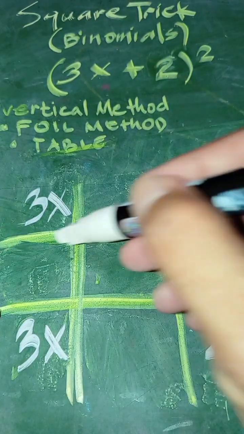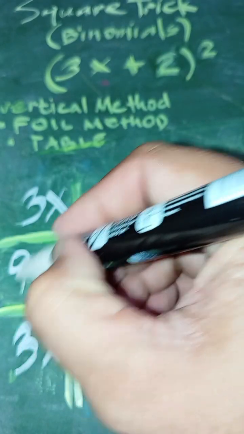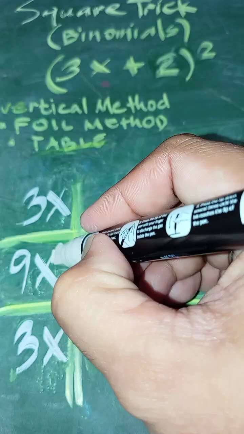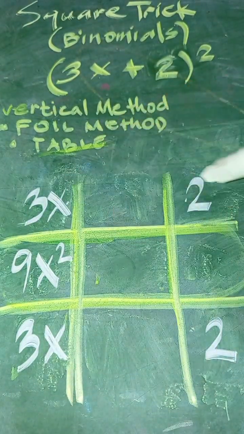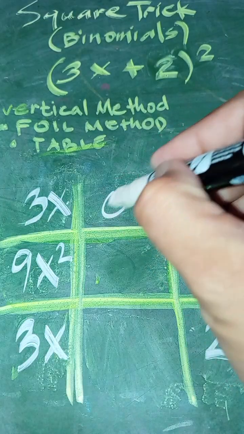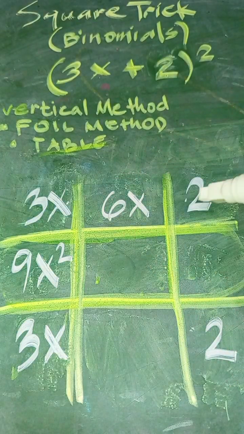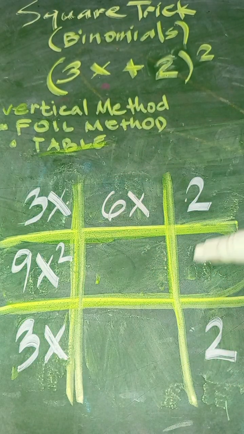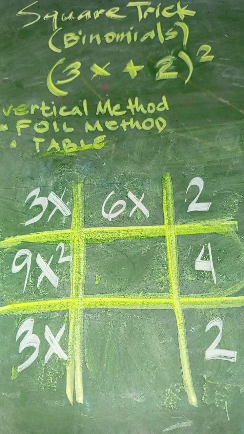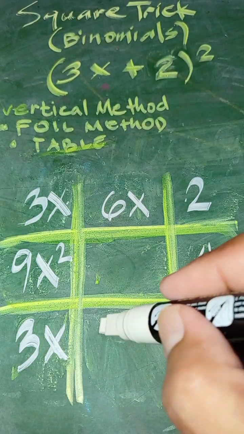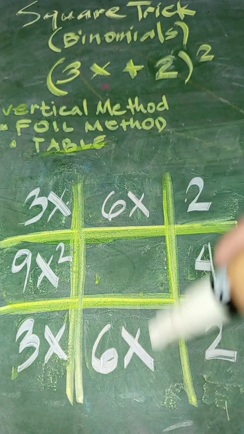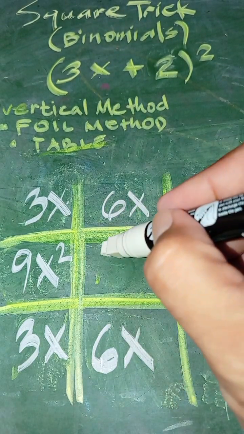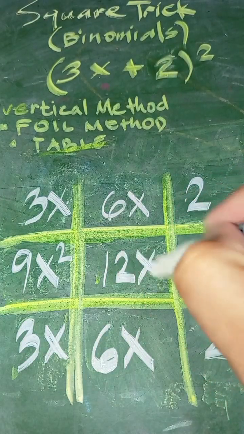And then get the product of 3x and 3x. That will be 9x squared. Get the product of 3x and 2. It's gonna be 6x. Get the product of 2 and 2. That's 4. And get the product of 3x and 2. It's 6x. And then add this: 6x plus 6x is 12x.